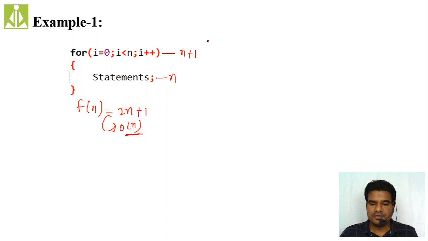Then we have space complexity: how much space is it taking? Just for your understanding I am giving the space complexity function. In this algorithm, are we using any array? No. We are using only normal variables, i and n. So our space complexity is 2. It is a constant value, so order of 1.